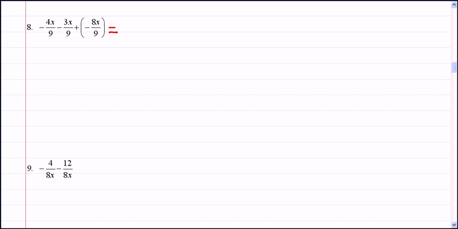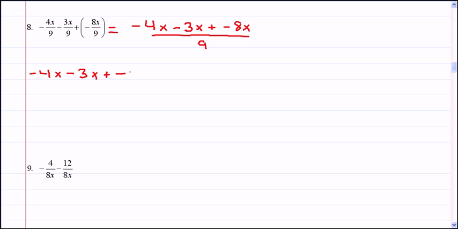So for number 8, we have 3 fractions, but again, all the denominators are the same. So we have negative 4x minus 3x plus a negative 8x all over 9. And if I write down negative 4x minus 3x plus negative 8x, I show the work underneath.